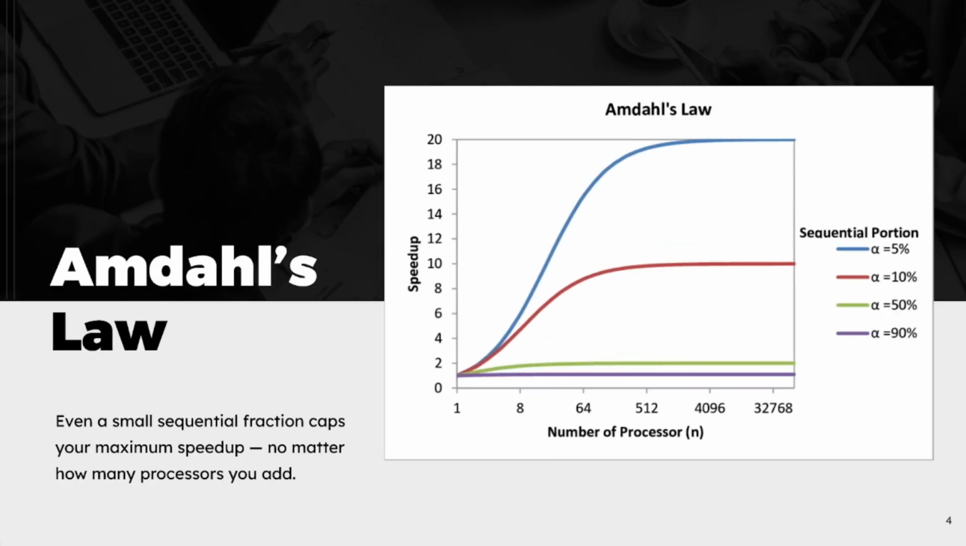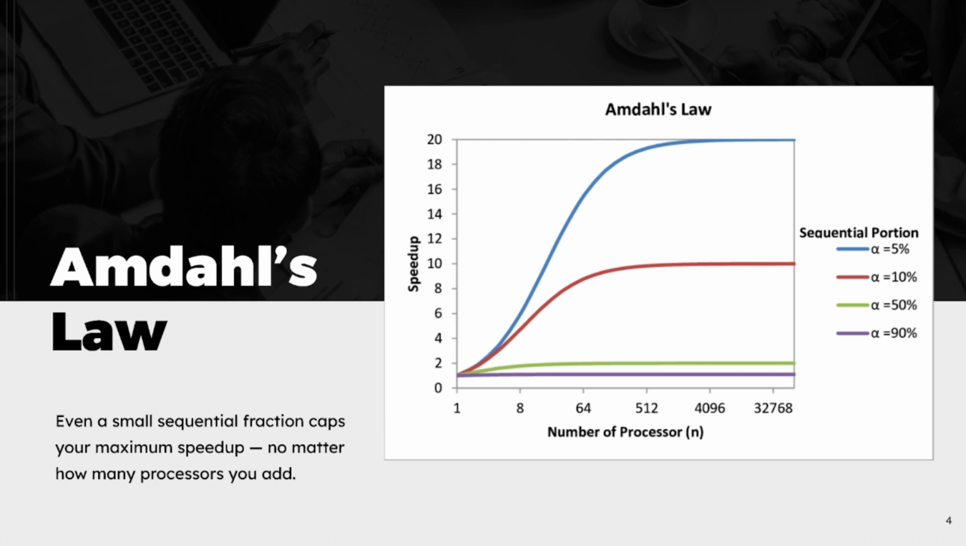This brings us to a famous result called Amdahl's law, which explains something that surprises a lot of people the first time they see it. Adding more processors does not give you unlimited speedup. Amdahl's law says that if a fraction of your program simply cannot be parallelized, some sequential bottleneck like a setup step or a shared resource, then that sequential portion puts a hard ceiling on your maximum possible speedup, no matter how many processors you add.